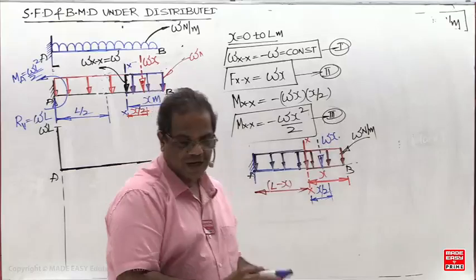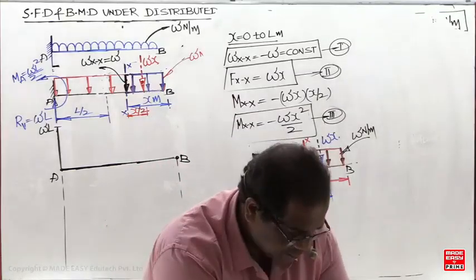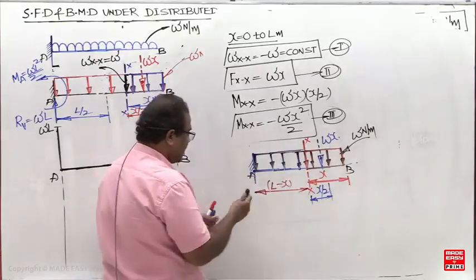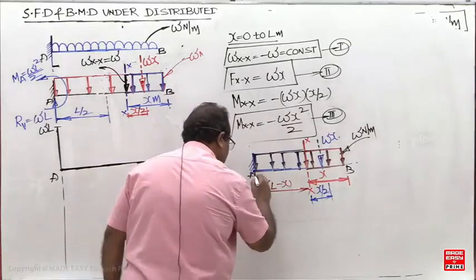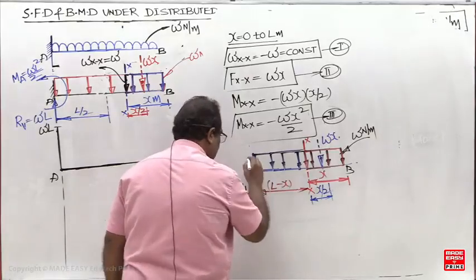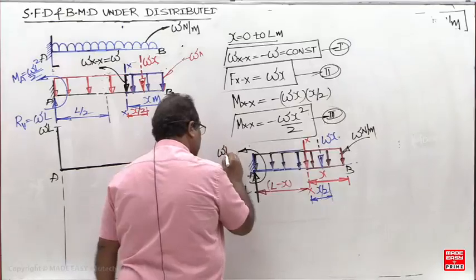What is this blue colored portion representing now? The blue colored portion represents the left side, and here there is one vertical reaction. What is this vertical reaction? WL. And what is the moment reaction? WL square by 2.